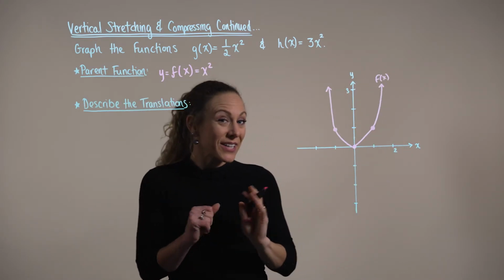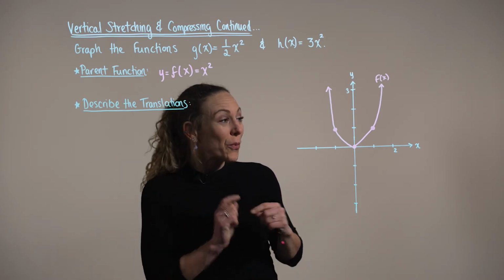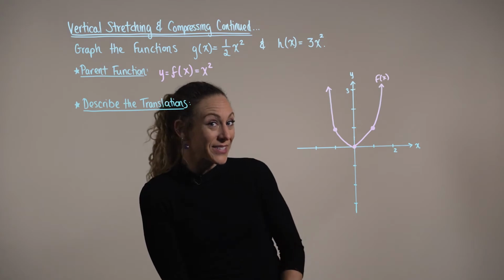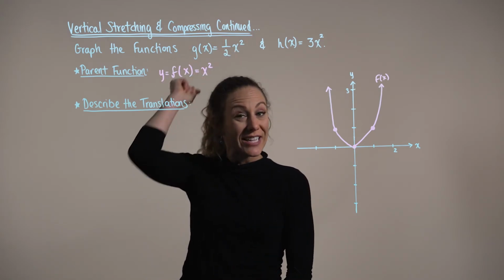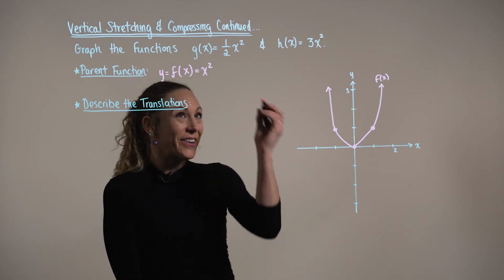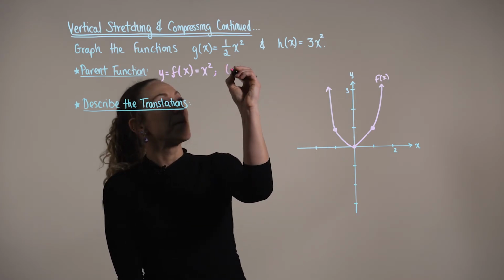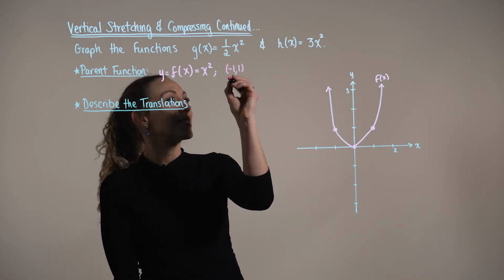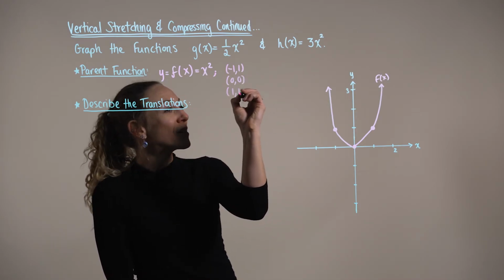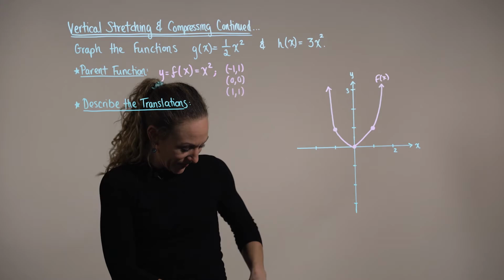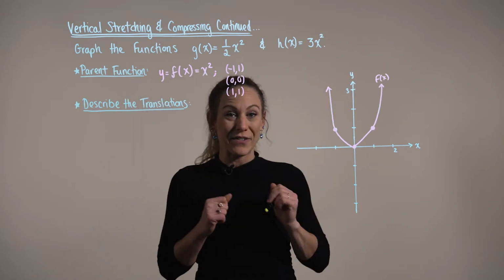And looking at both of our given functions here, we can see that the parent function is the squaring function. Now, since we are considering vertical stretching and compressing, we want to make note of these ordered pairs since we'll be manipulating their y coordinates to produce the functions for g and h. So looking at our graph here, we have 3 focal points that we want to keep in mind. We have the ordered pair -1, +1, the origin 0, 0, and our third point, +1, +1.